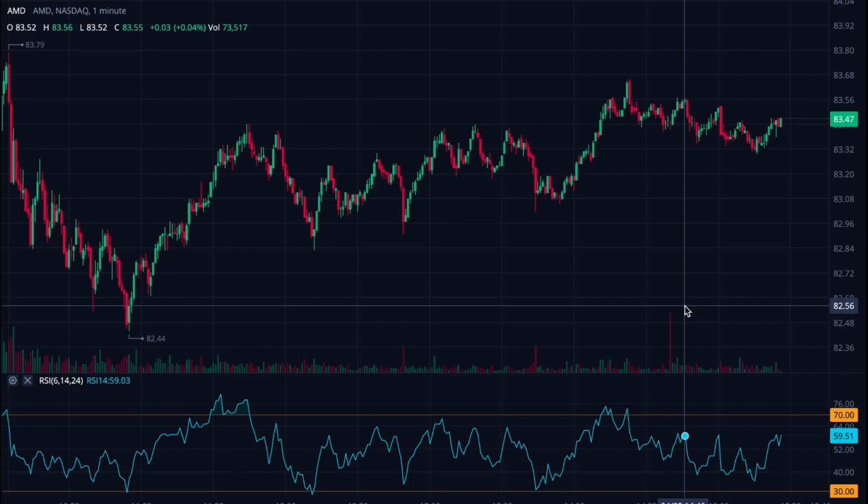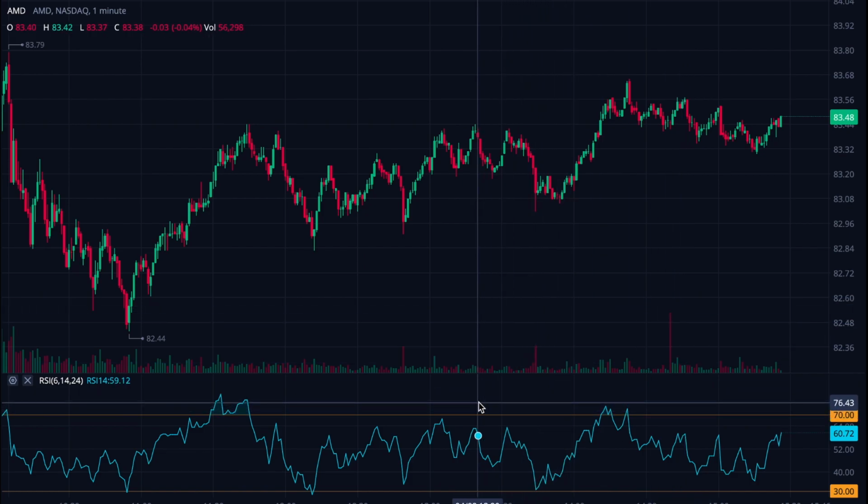Okay, so let's talk about RSI. RSI is an indicator that basically acts as a momentum oscillator that takes into account the speed and change of price activity. And so you can see it right down here.